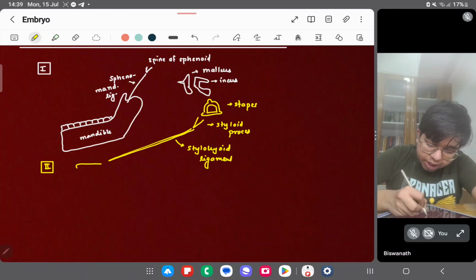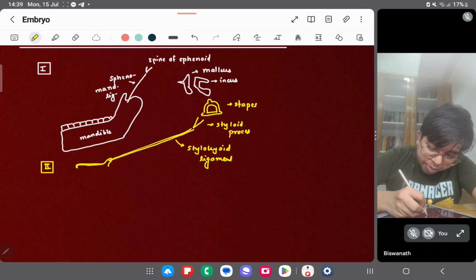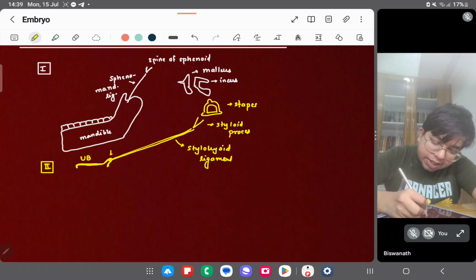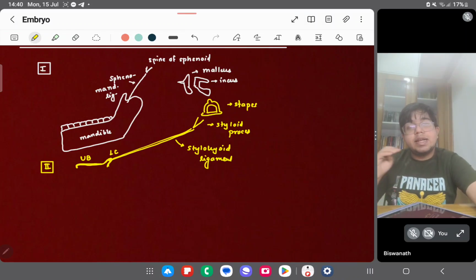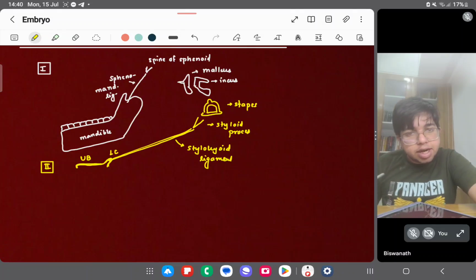So the body, the upper body, and the lesser cornua. Here the ligament is going from the styloid process to the lesser cornua, right? So here the upper body and the lesser cornua. I am writing UB for upper body, LC for lesser cornua. Upper body and lesser cornua of the hyoid bone are also made up of the second pharyngeal arch, right?